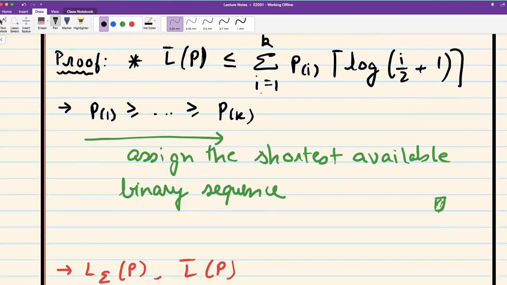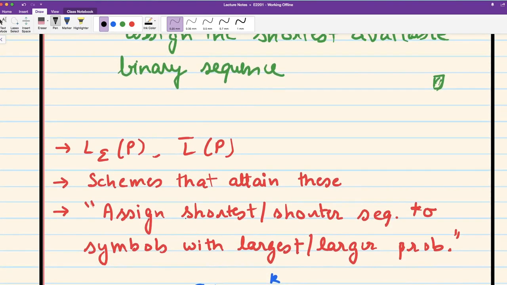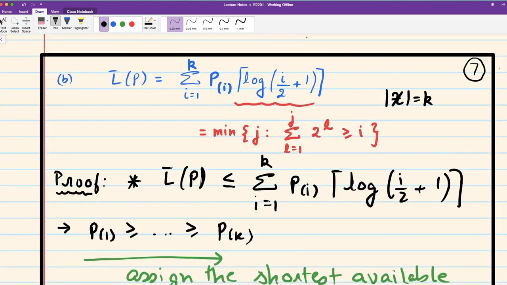But a good principle which came out of all of this, which is perhaps more important than this formula, is this one, that we assign shorter sequences to symbols with larger probability. And what we will do next is, instead of going for such an accurate formula for L bar P, which is difficult to understand, we'll settle for a less accurate estimate for these quantities, but which is readily interpretable. So next lecture we'll introduce that quantity which approximates both L bar P and L epsilon P very well, and it will be one of the most fundamental quantities for this course. So stay tuned for the next video lecture.